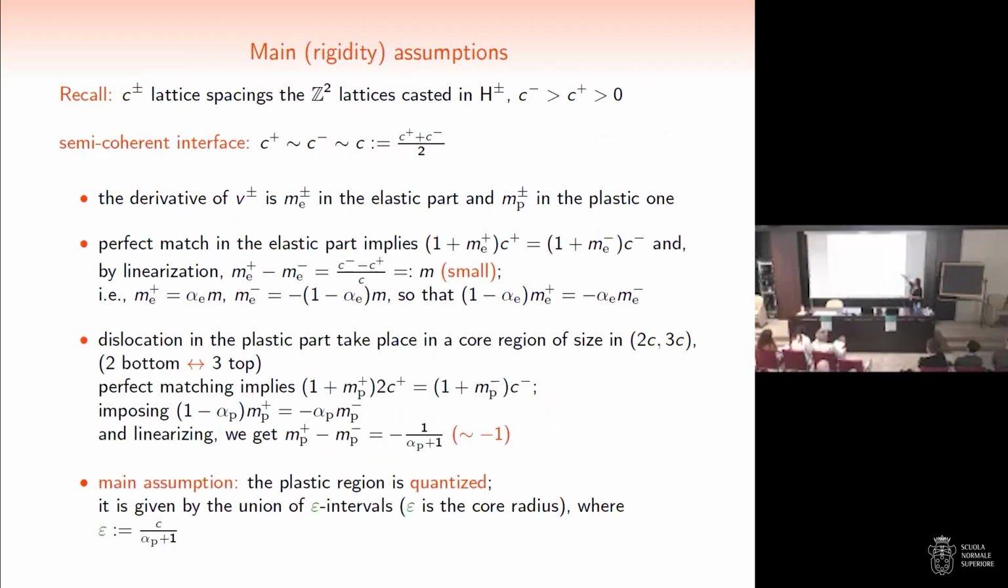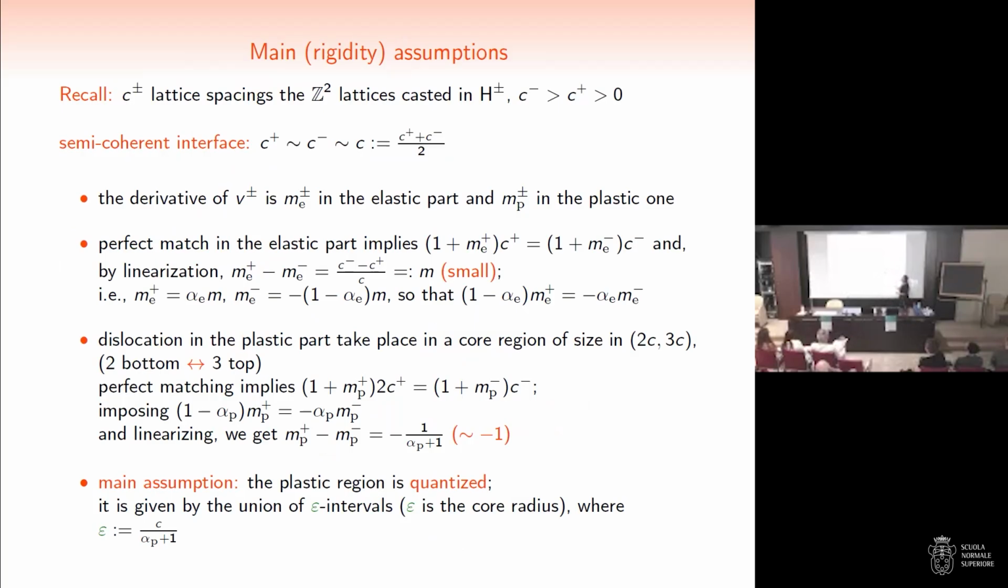Okay, so recall that C plus and C minus are the lattice spacings, and that the bottom lattice spacing is larger than the top one. And I will work within the limit of a semi-coherent interface. That means that C plus is very close to C minus. Okay, and they are both very close to a certain intermediate lattice spacing C that is equal to the average.